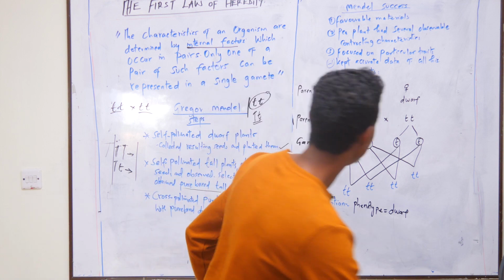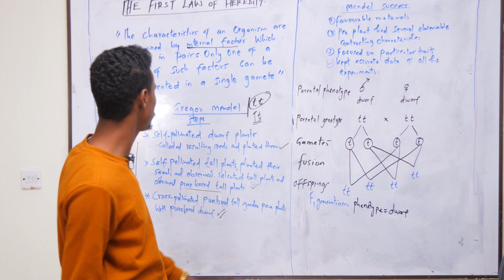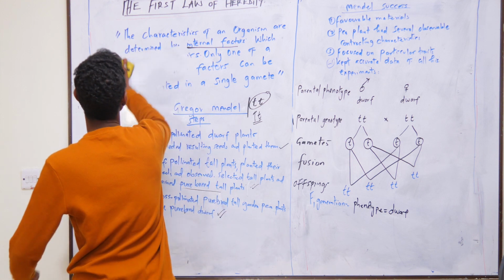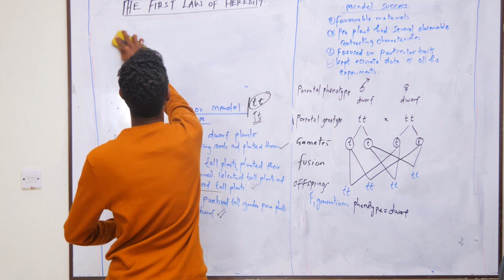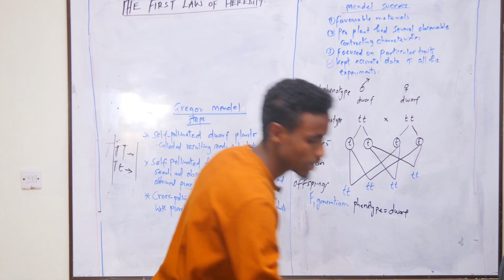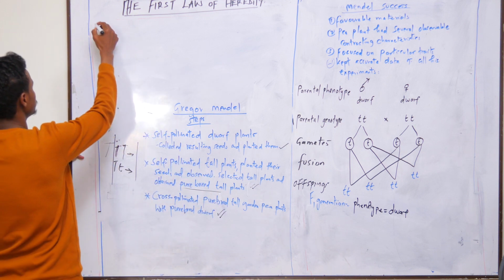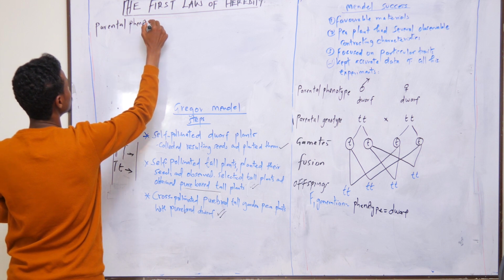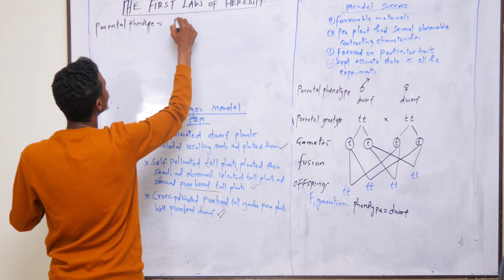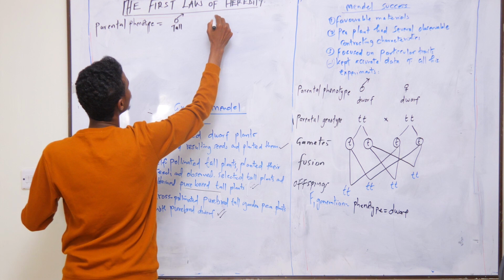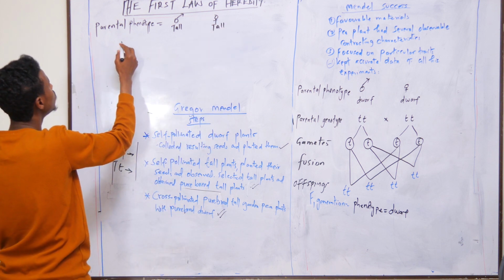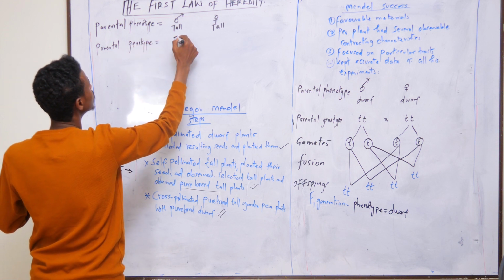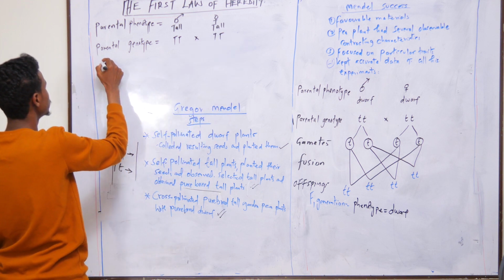Now class, let's look at the second one, in which we are told that self-pollinated tall plants had their seeds planted, and selected tall plants were observed to obtain pure-bred tall plants. Class, pure-bred. Let's look at the parental phenotype. It will be tall. Parental genotype will be TT multiplied by TT, gametes.